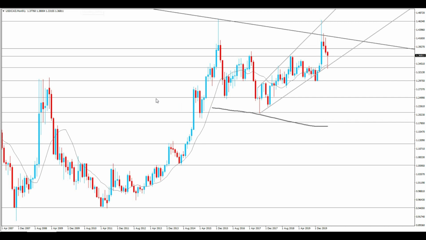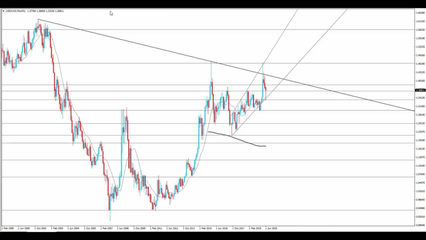So if I go on the monthly, I'll zoom out, you can see that we had a touch here, a long wick there, and another touch here.